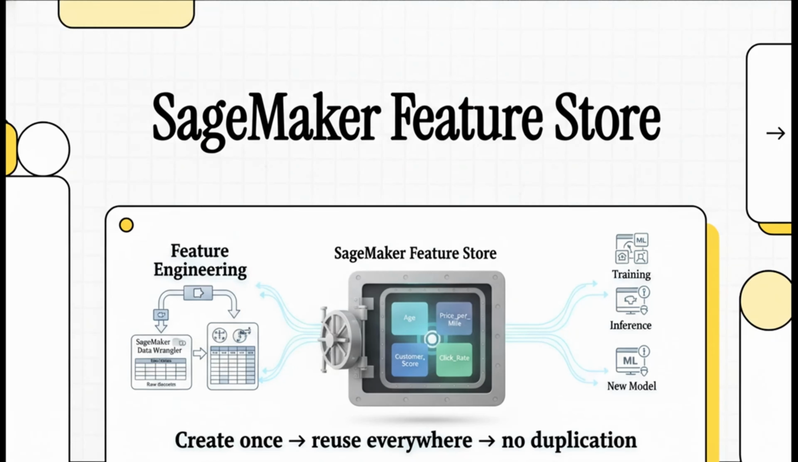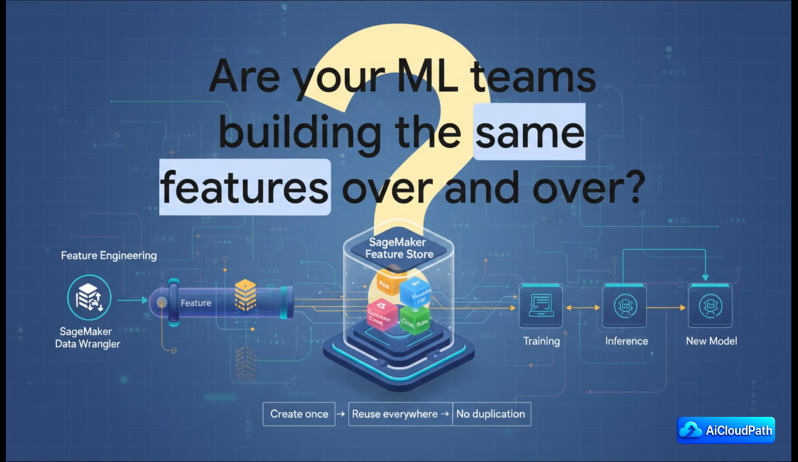All right, let's dive into a tool that's really designed to make your whole machine learning workflow smarter, faster, and way more efficient. We're talking about the Amazon SageMaker Feature Store. So, let me just start with a question that might hit a little too close to home for some of you. Are your machine learning teams building the exact same features over and over again, but for different projects? You know what I'm talking about. It's this super common, super frustrating cycle, and it's the exact problem we're going to tackle today.